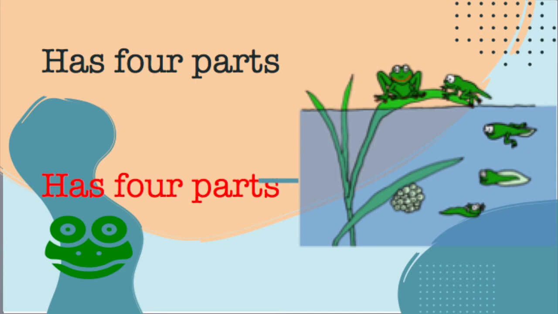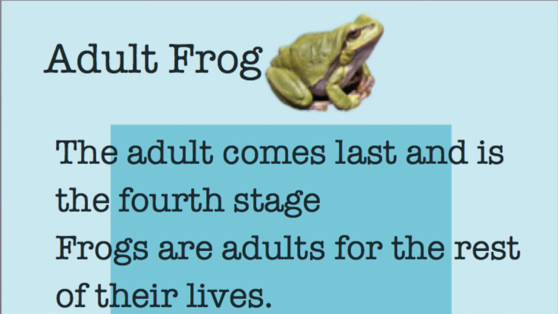Alright, this is our last stage. The adult comes last and is the fourth stage. Frogs are adults for the rest of their lives.